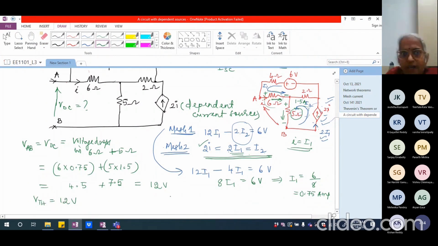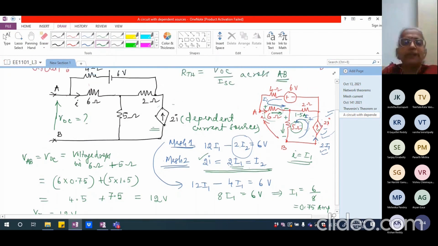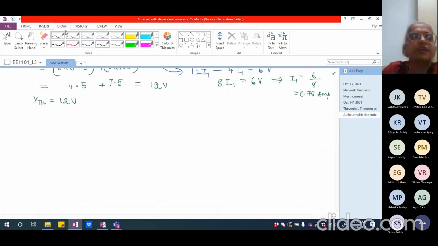Okay. Now I have to find the short circuit current. I should not be doing this by nullifying the voltage source and nullifying the current source, because this is a dependent current source. I cannot nullify this. So I have to definitely take a little, not shortcut, I have to go through the complete long way. So let me again redraw the circuit for finding.